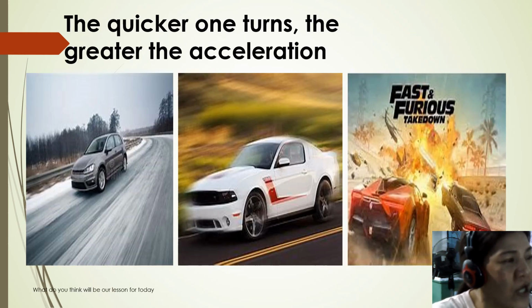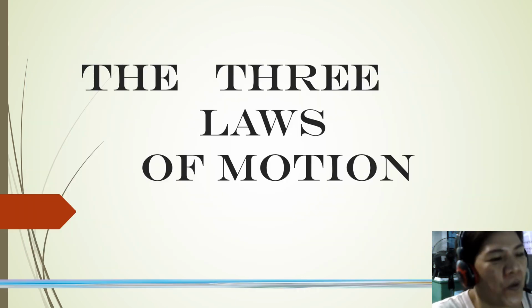Now, try to look at this. As you can see, there are 3 cars. Of course, it is very evident that the car is running too fast. So the quicker one turns, the greater the acceleration. Okay. What do you think will be our lesson for today? Wow, the 3 laws of motion.